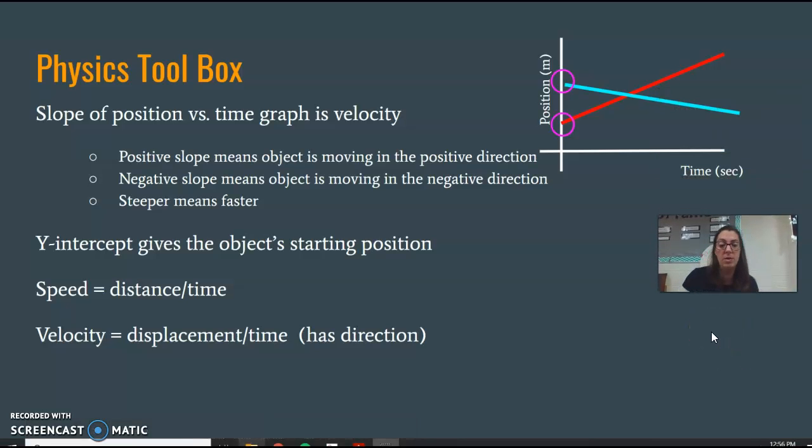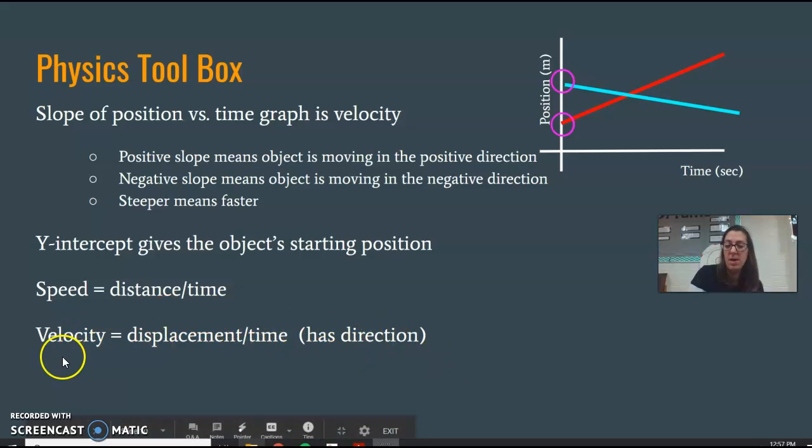Well, other than the vocabulary words at the beginning, these will be very helpful. The slope on a position versus time graph is our velocity. So if I showed you a whole bunch of them, you could just find the slope and determine the velocity. A positive slope means the object is moving in the positive direction. Negative slope means the object is moving in the negative direction. Steeper means it's moving faster. The y-intercept gives the object's starting position, and then we have 2 equations here.